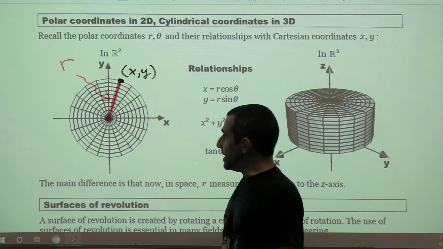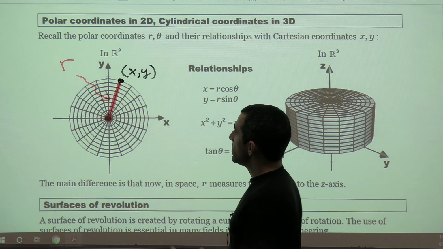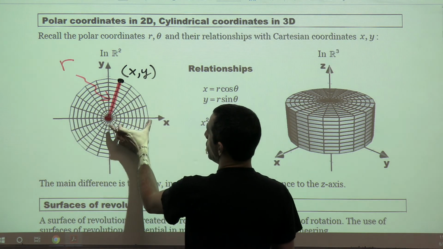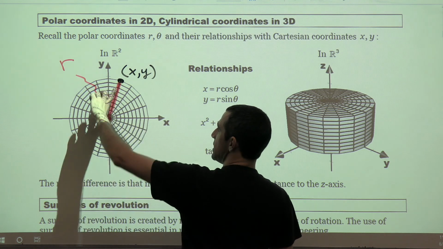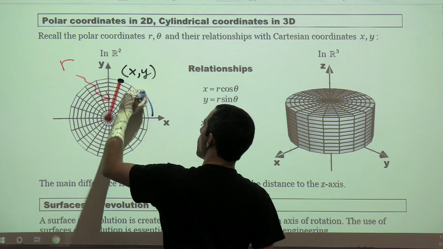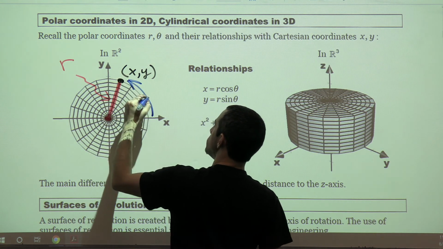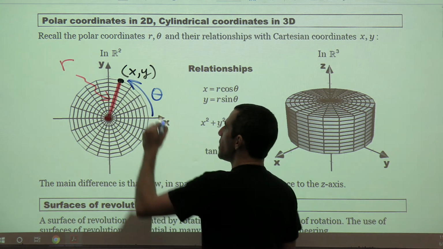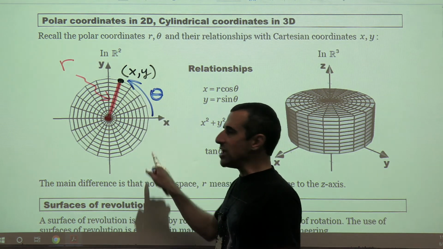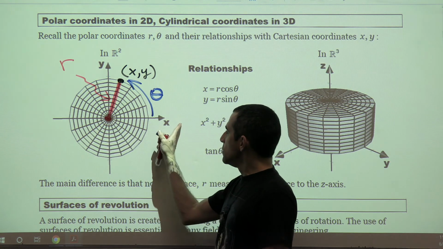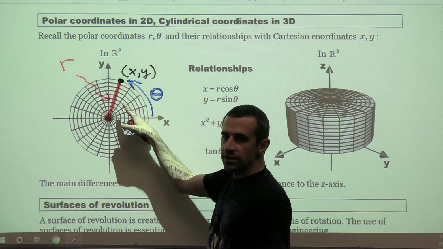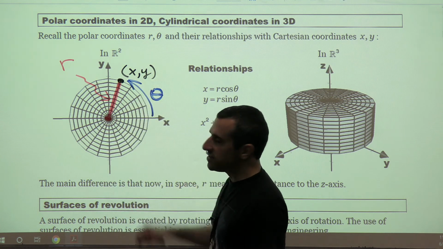Now what about the angle theta? The angle theta is the angle of rotation around the origin. So if you look at the angle between the positive x-axis and this segment that I just drew here, that counterclockwise angle around the origin measured in radians is the polar angle theta. And it's always measured counterclockwise around the origin, starting from the positive x-axis and ending at the segment that connects the point x y to the origin.